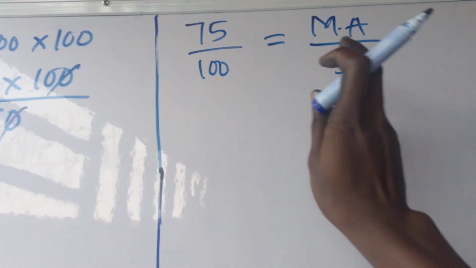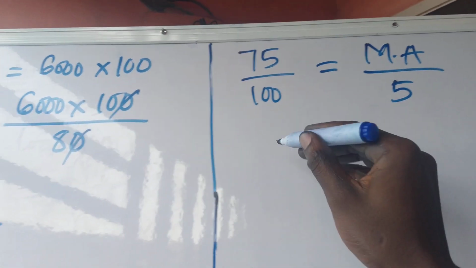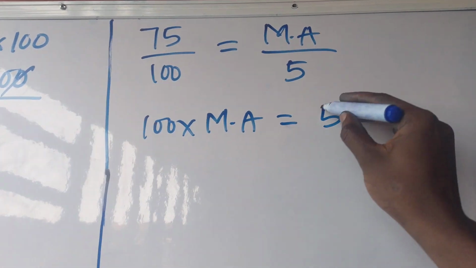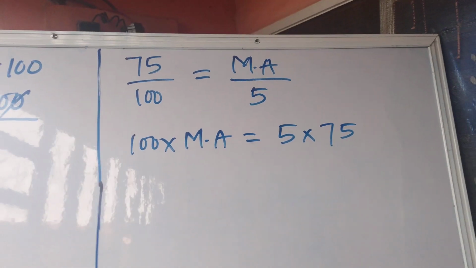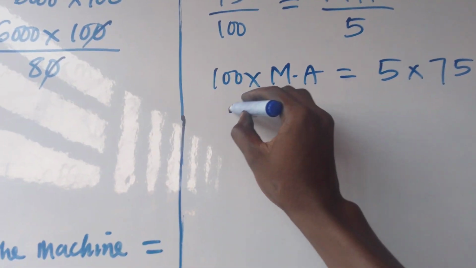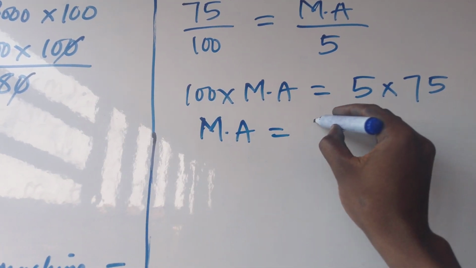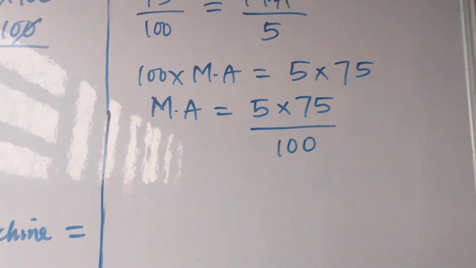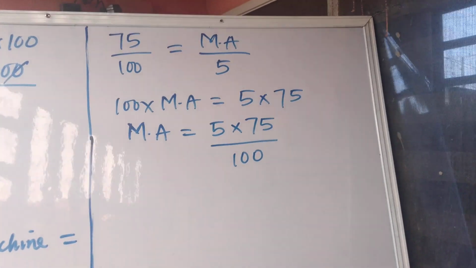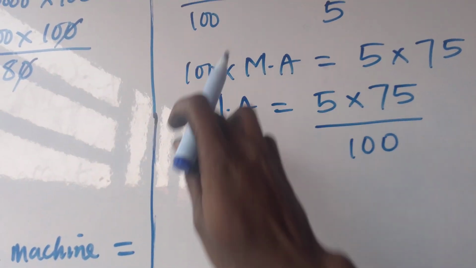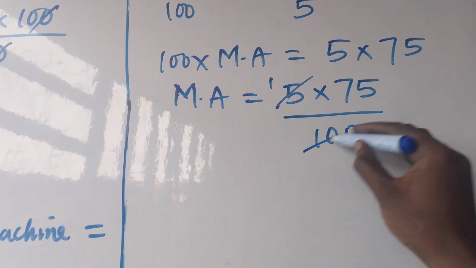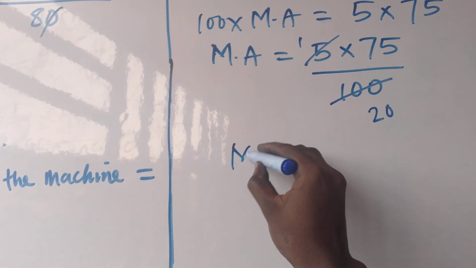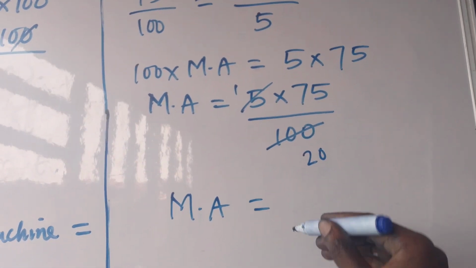Okay, so I can cross multiply. This will multiply this, and this will multiply this. So that is 100 times mechanical advantage is equal to 5 times 75. If I make MA the subject of formula, my mechanical advantage is equal to 5 times 75 divided by 100. Now I'll divide by the coefficient, which is 100. 5 into 100 will give me 20. So my mechanical advantage will be equal to 75 divided by 20.